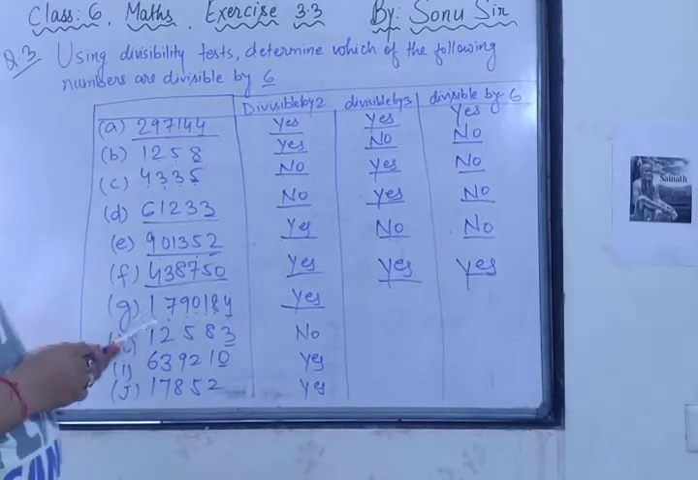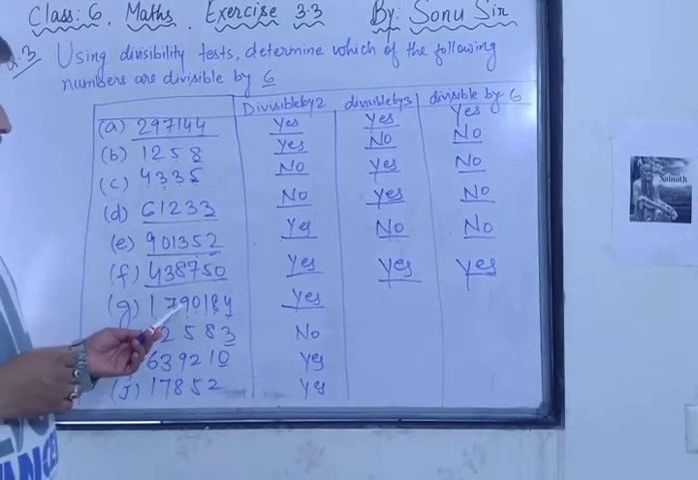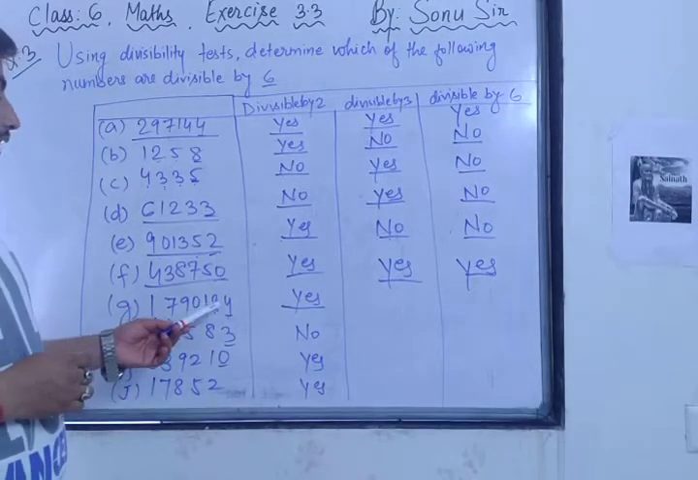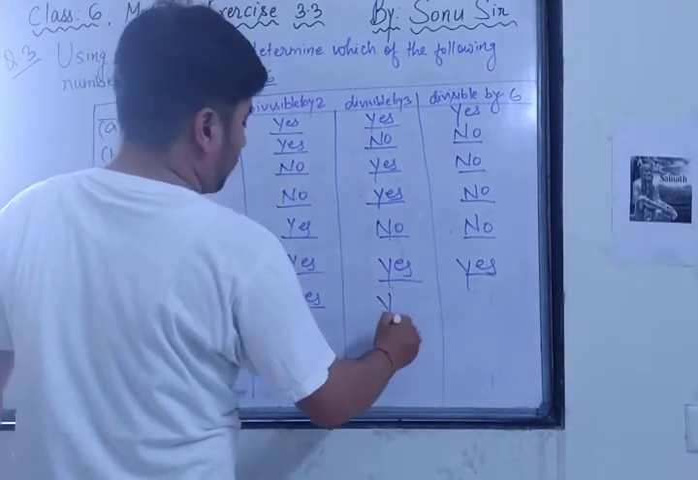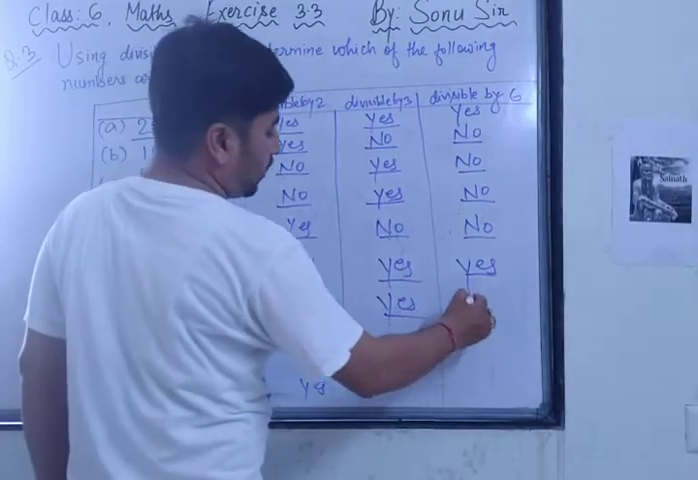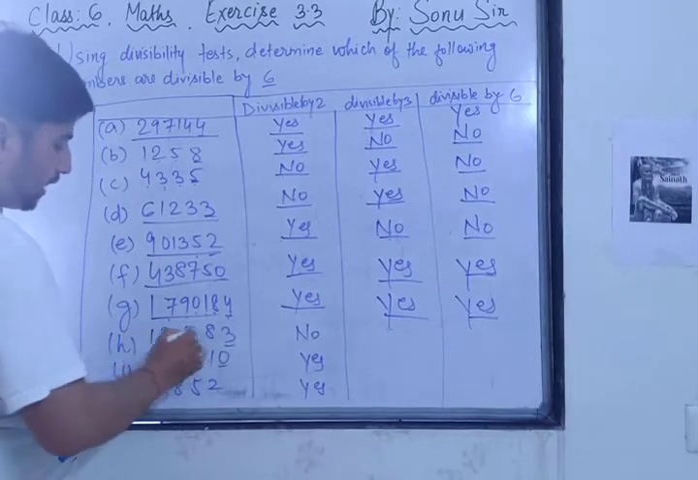One more time, count it. 1 plus 7, 8. 8 plus 9, 17. 17 plus 0, 17. 17 plus 1, 18. 18 plus 8, 26. 26 plus 4, 30. Yes, 30 is a multiple of 3. Since this number is divisible by both 2 and 3, therefore this number will be divisible by 6 also. Got it? Now let's come to this number.